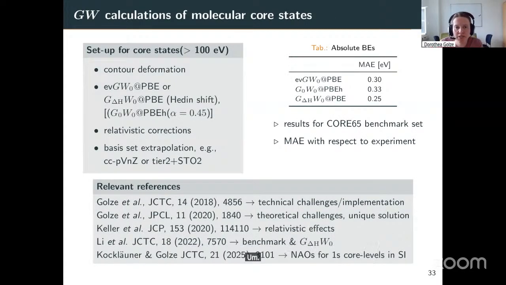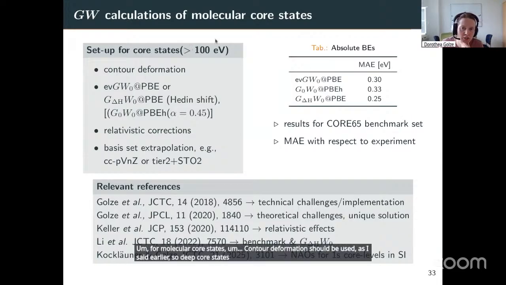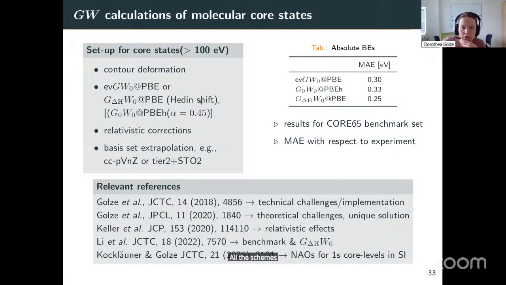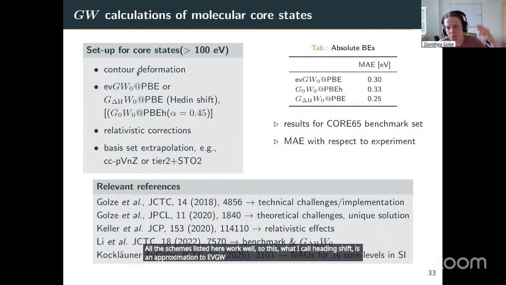For molecular core states, contour deformation should be used, as I said earlier. So deep core states here with binding energies larger than 100 eV. You should definitely use some self-consistency in G to get a unique solution. So that's actually very important. All the schemes listed here work well. So this, what I call heading shift, is an approximation to evGW0, basically stopping at the first iteration step of evGW0 if you want.